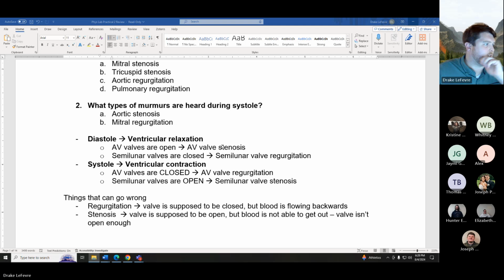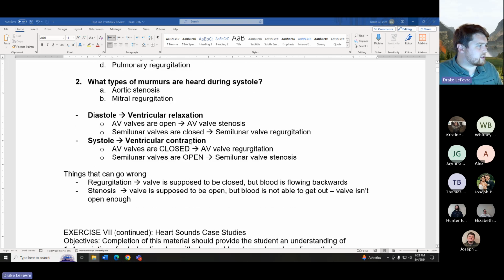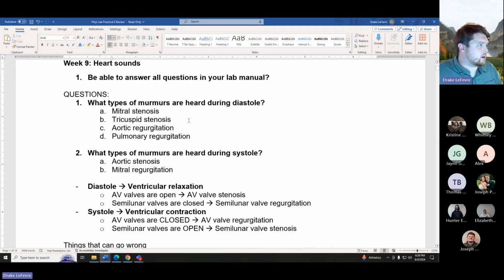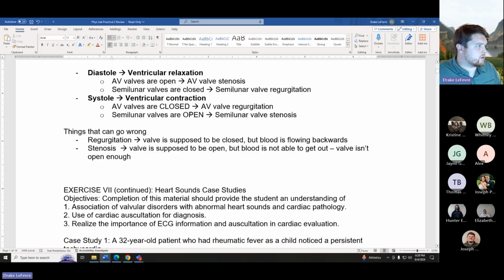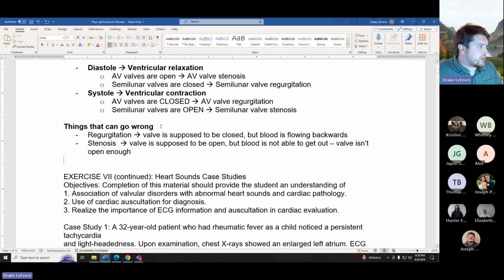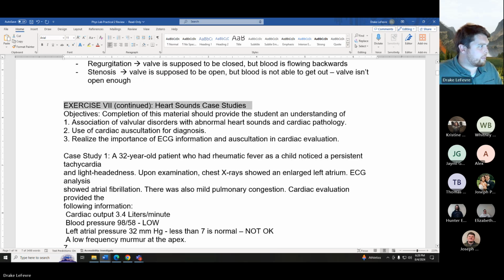I don't want to add too much stuff. Okay. All those questions, and you can go wrong. That's stuff that we added. Now, case studies. All this is stuff.